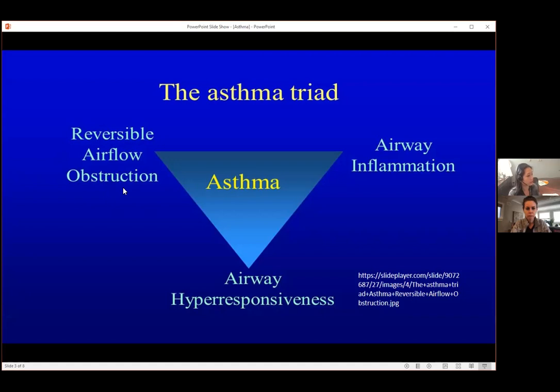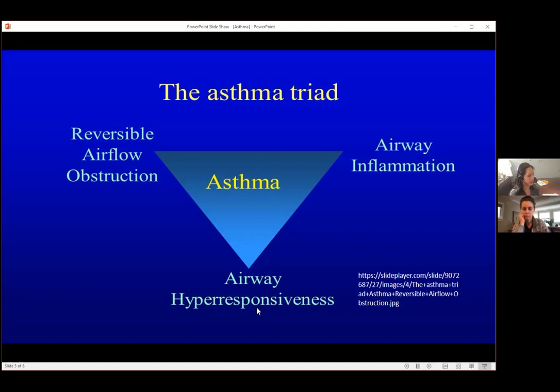So, reversible airflow obstruction. Obstruction, as you remember from your physiology, is where the air has a hard time getting out, the expiratory flow decreases. It's reversible, and the key point is that it is present sometimes, and when a patient is not in exacerbation, it may be completely gone. Then airway inflammation, which you have learned about from your immunology courses, with mast cells, eosinophils, which are triggered by IL-5, and then IgE.